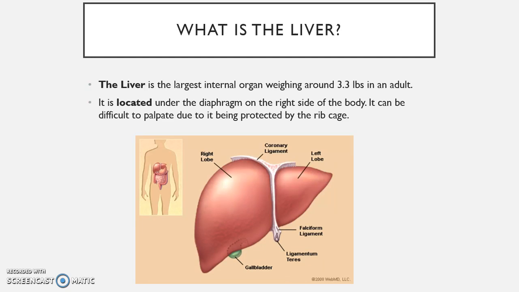Now we can move on to the liver. The liver is the largest internal organ in the human body, weighing around 3.3 pounds in a grown adult. The liver is located right under the diaphragm on the right side of the body. This can be difficult to palpate at times because the liver is protected by the rib cage.